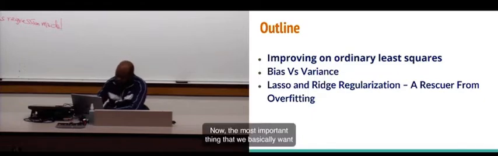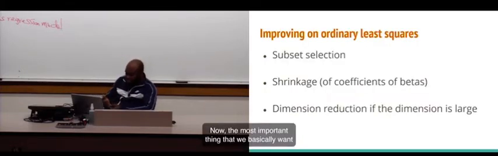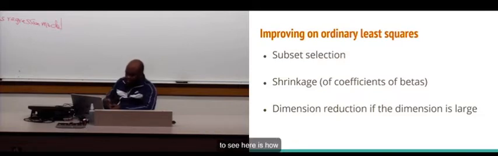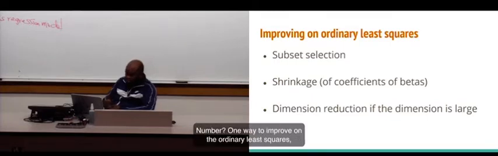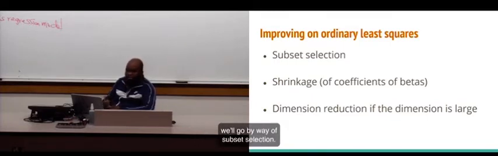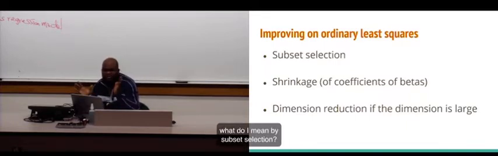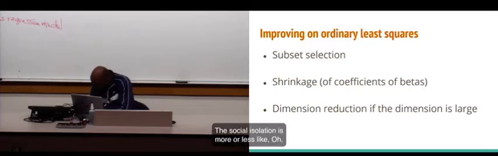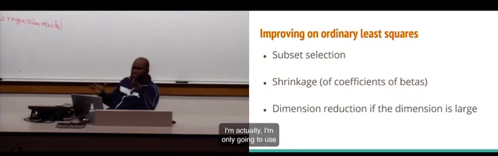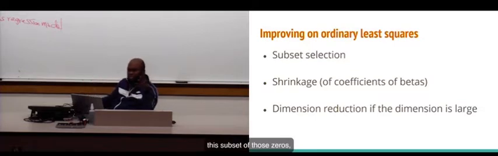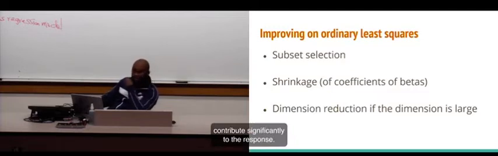Now, the most important thing that we want to see here is how we can improve on the ordinary least squares. Number one way to improve on the ordinary least squares is by way of subset selection, what I walked you through on Monday. What do I mean by subset selection? Subset selection is more or less like, I've got so many predictors in a regression model, and I'm only going to use a subset of those predictors, those that I know are going to contribute significantly to the response.